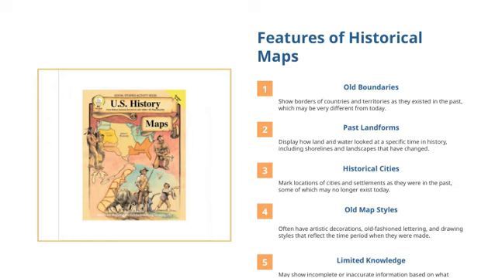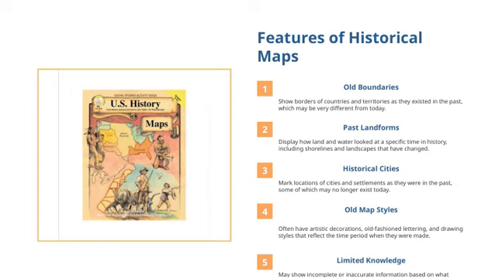You'll also find historical cities marked on these maps. Some cities or settlements may no longer exist, or their locations might have changed, giving us clues about how regions developed over time. Another interesting aspect is old map styles. Many of these maps feature artistic decorations, old-fashioned lettering, and drawing styles that reflect the era they were created in. These stylistic choices add character and context to the maps.